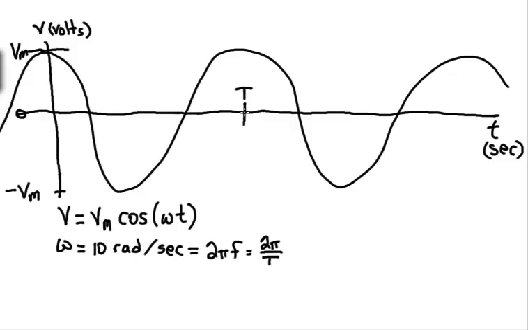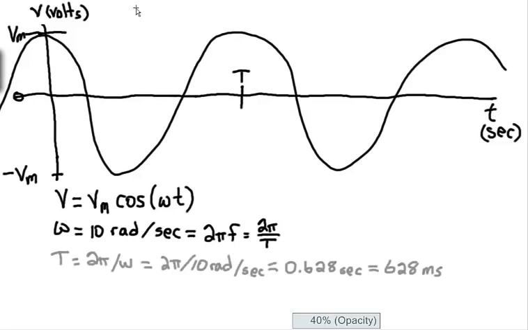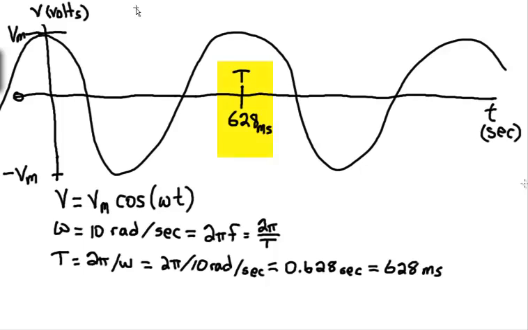Now let's calculate the period. It's 2 pi divided by omega. 2 pi divided by 10 radians per second is 0.628 seconds, or 628 milliseconds. 628 milliseconds is this amount of time. Half of that is 314 milliseconds, and half of that is 157 milliseconds.